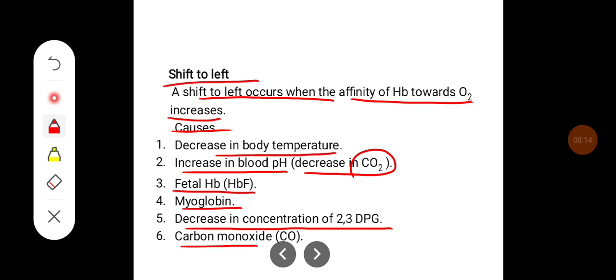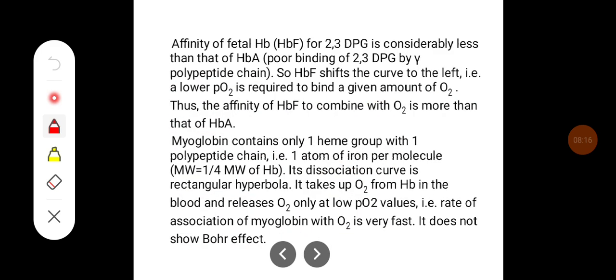They are going to shift the curve to the left side. The affinity of fetal hemoglobin for 2,3-DPG is considerably less than that of adult hemoglobin, due to the poor binding of 2,3-DPG by the gamma polypeptide chain. That is the reason hemoglobin F shifts the curve to the left side.